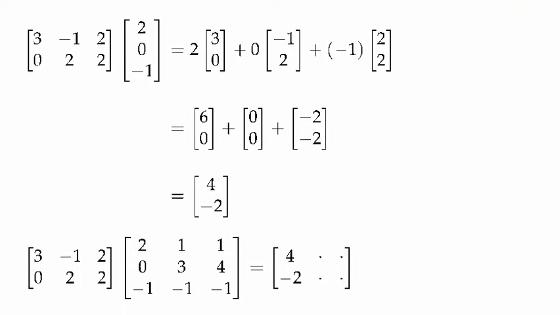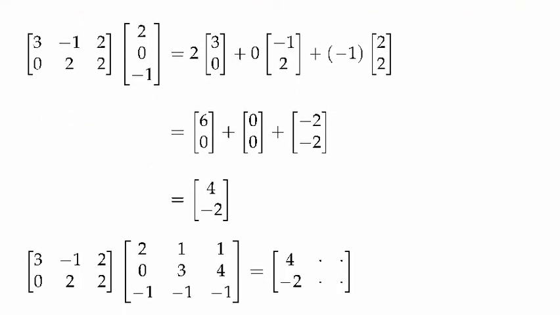Here you can see that demonstrated with numerical values. So here, if I think of this matrix in terms of its 3 columns, then the matrix times the vector, I take 2 times the first column, 0 times the second column, and -1 times the third column. Those are individually easy operations to do, and then I add those 3 vectors to get the result, 4, -2.